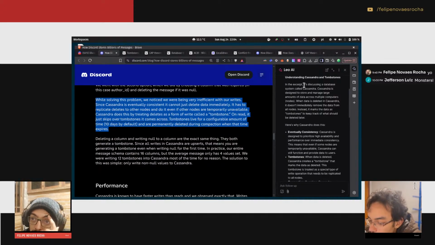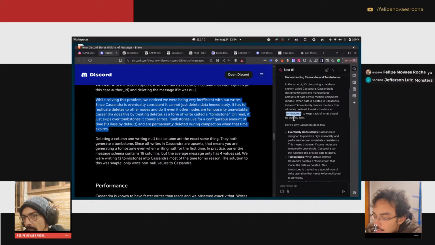So here it's discussing a database system called Cassandra. Cassandra is designed to store and manage large amounts of data. When data is deleted in Cassandra, it does not immediately remove the data from all nodes. Instead, it marks the data as a tombstone to keep track of what should be deleted later.